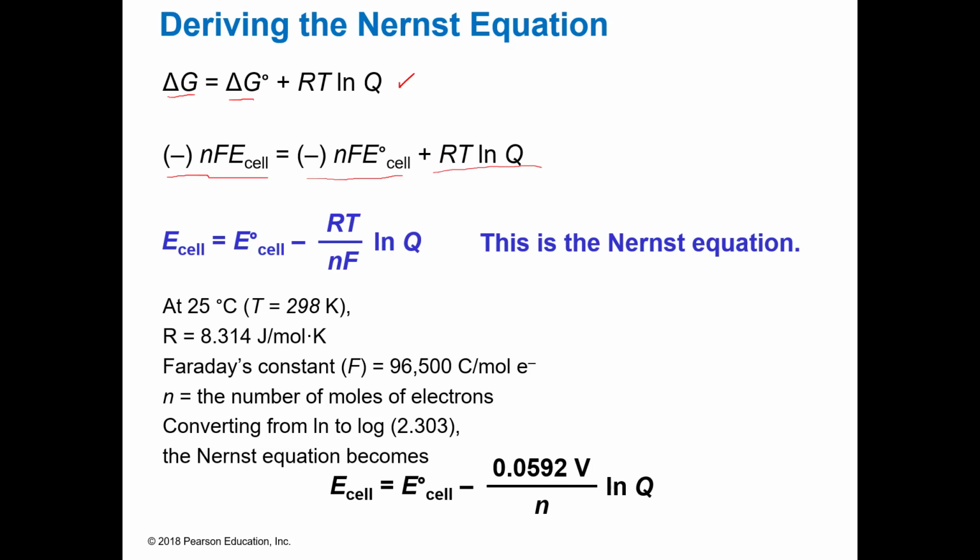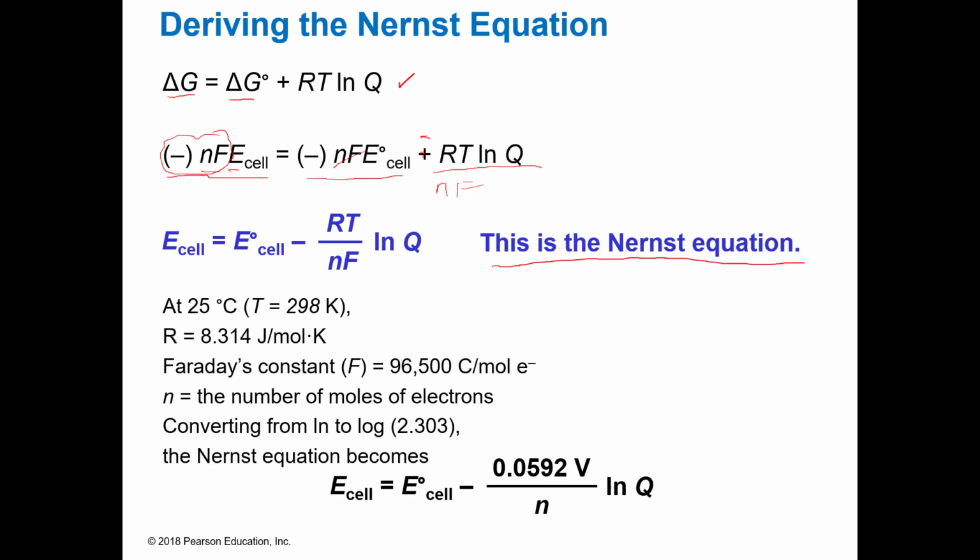All right, so then what we can do here is we want to solve for this, right? So we divide both sides of the equation by negative n F, the number of moles and the Faraday's constant. Well, that cancels out this one. And then we've got RT over nF, and it changes the sign to a negative here. So we've divided the whole equation by negative nF, and we get the cell potential under non-standard conditions. Now, this equation is called the Nernst equation.